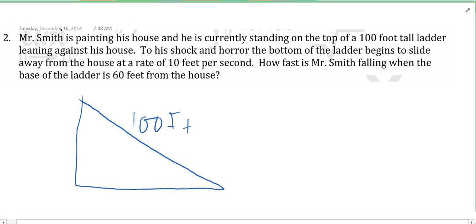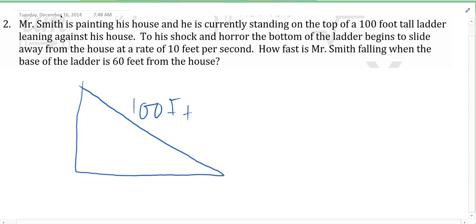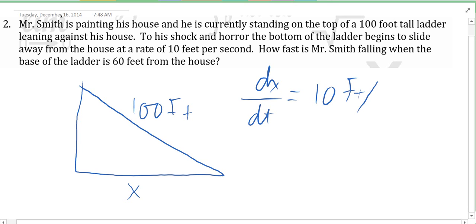And let me see here, the ladder at the bottom begins to slide away from the house. So that's down here. This is changing. And they're telling me that dx/dt, which I'll write up here, is 10 feet per second. So if x is growing, y has to be shrinking, and y is right here. So I must be falling down. And that's the question. How fast am I falling when the ladder is 60 feet from the house?